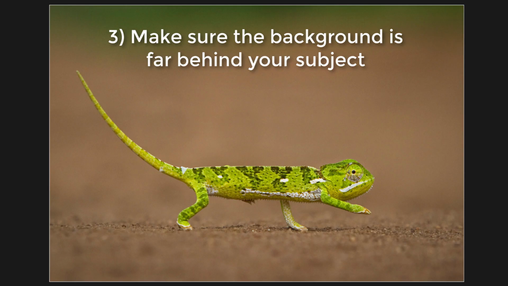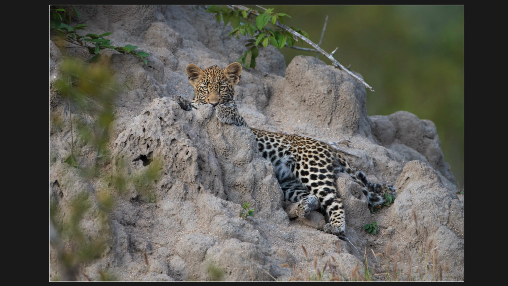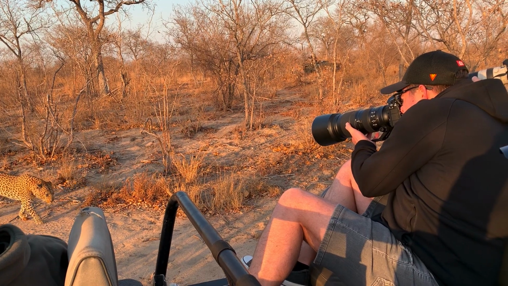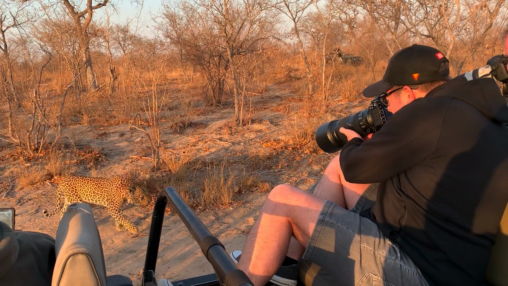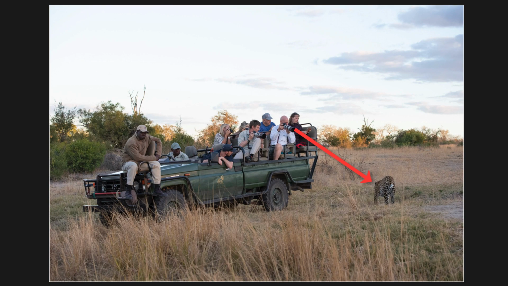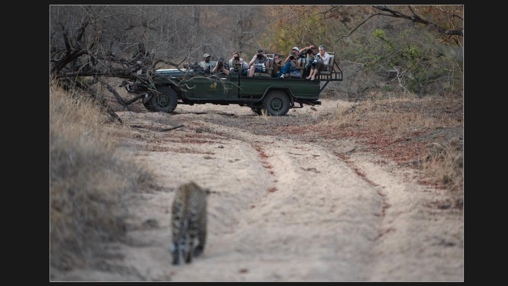And then the third thing to do is to make sure that the background is as far behind your subject as possible. If the background is too close to the subject, like in this case of the termite mound behind the leopard cub, or these bushes behind the elephant, it's impossible to blur it. It's also very difficult to blur the background if you are photographing down towards your subject, like in this example, because it means the background is right behind it. Again, it just helps to park a little bit further away to reduce that angle.